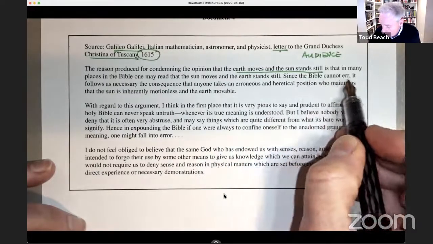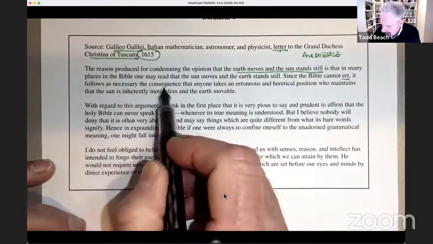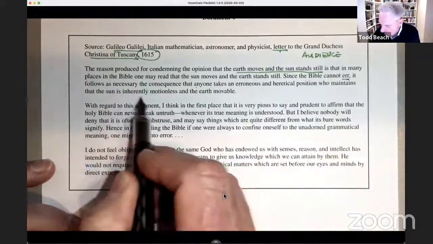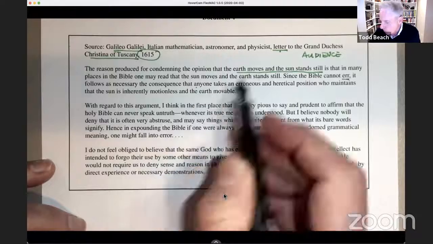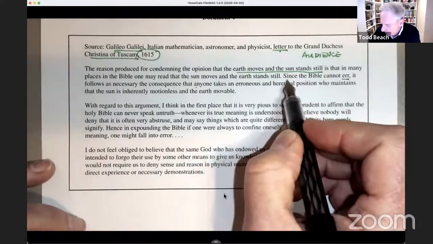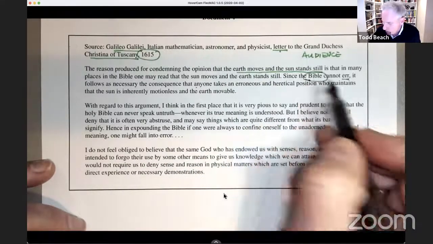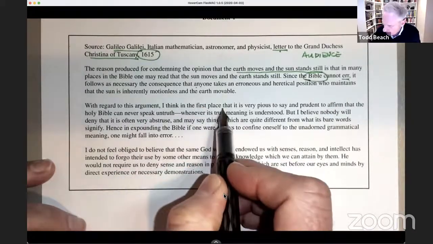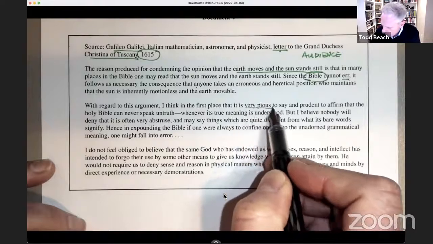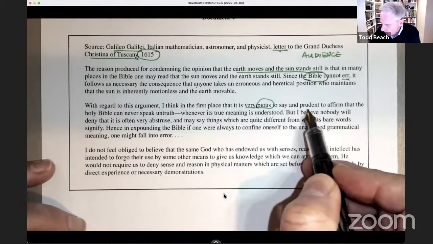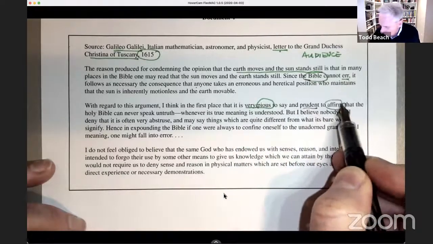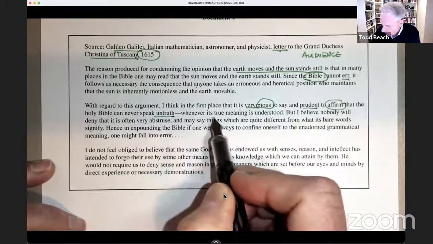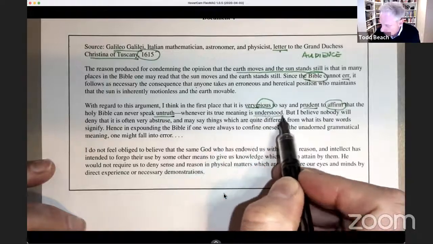Since the Bible cannot err, it follows as necessary the consequence that anyone takes an erroneous or heretical position who maintains that the sun is inherently motionless and the earth movable. In other words, he's saying, I can't take this position because the Bible says this. With regard to this argument, however, I think in the first place, it is very pious. Here comes his argument to say, and prudent to affirm that the Holy Bible can never speak untruth. So he's kind of agreeing wherever its true meaning is understood.